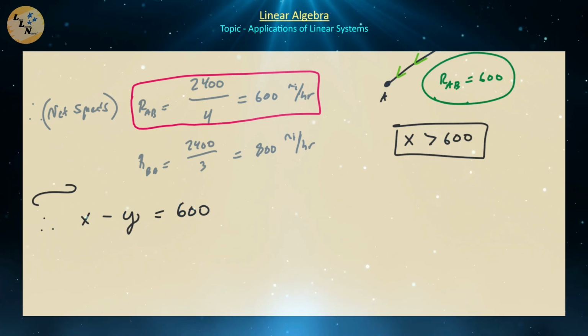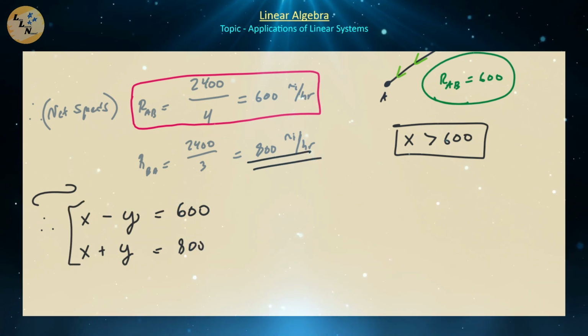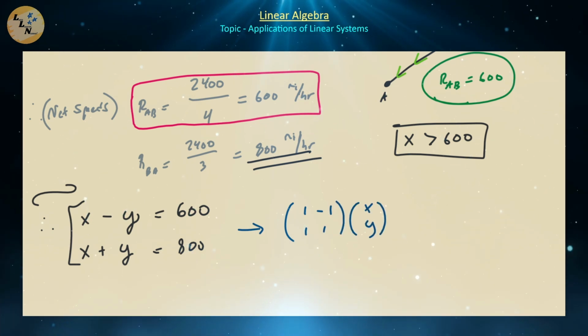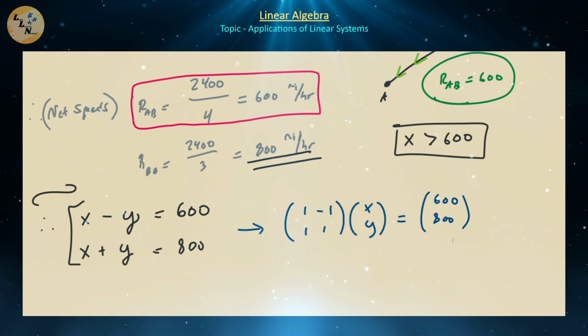And of course, once we go in the other direction, the wind and the airplane are working together. So we're going to have that x plus y must be equal to 800 in the other direction. That gives us our two linear equations to work with. So we can jump to a matrix equation: [1, -1; 1, 1] times [x; y] equals [600; 800].